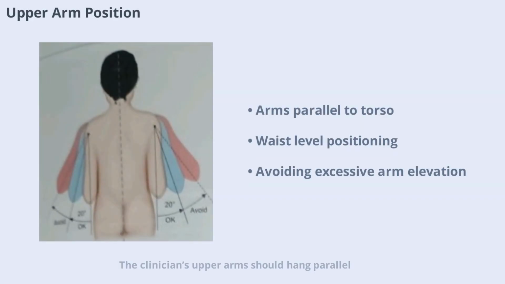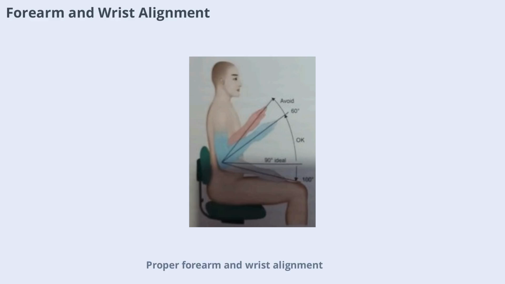The clinician's upper arms should hang parallel to the long axis of the torso, be at waist level, and held slightly away from the body. The arms should not be more than 20 degrees away from the body or above waist level. This neutral upper arm position helps maintain comfort and control during instrumentation, preventing fatigue and ensuring precise movements. Proper forearm and wrist alignment is vital for effective instrumentation.